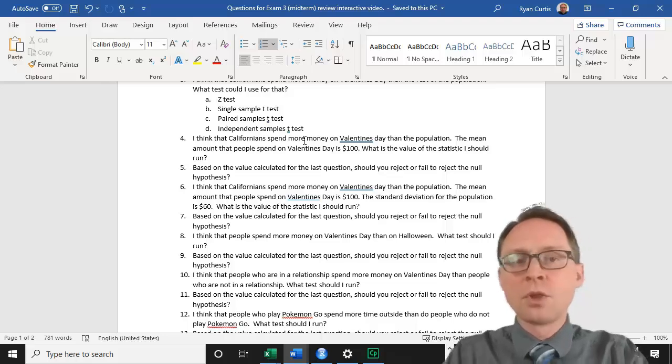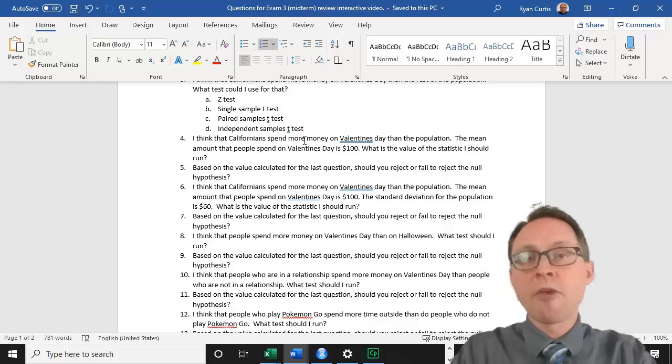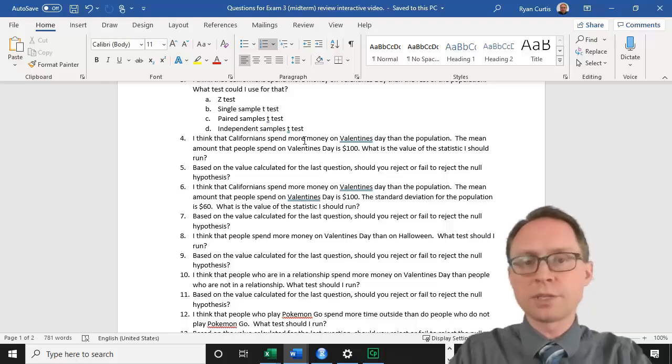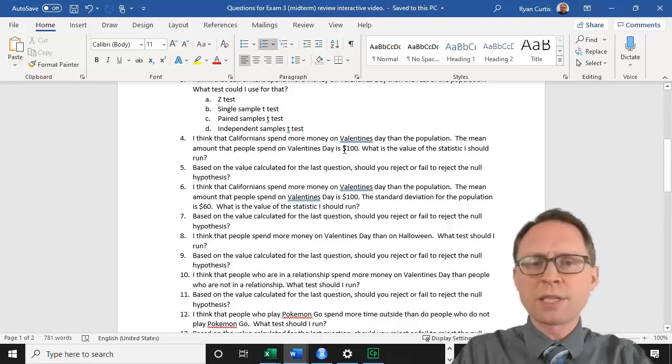Okay, now for this, we need to calculate a single sample t-test. Now, I didn't tell you what test to run, and I'm not going to tell you what test to run. You need to know. In this particular case, all I have is the population's mean, which is $100. And so I need to look at the data from the beginning to figure this out.